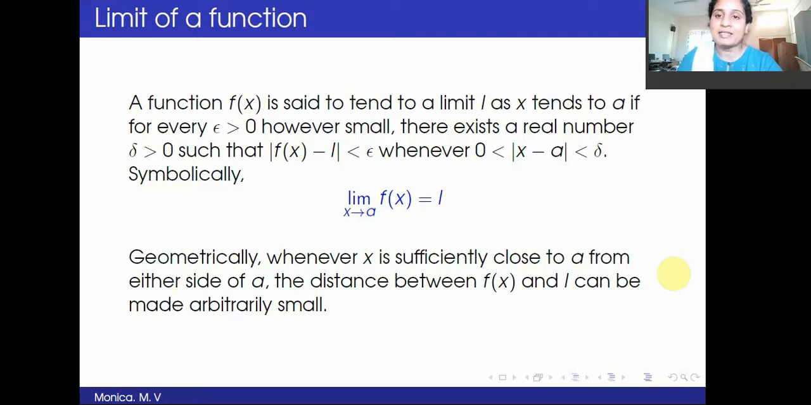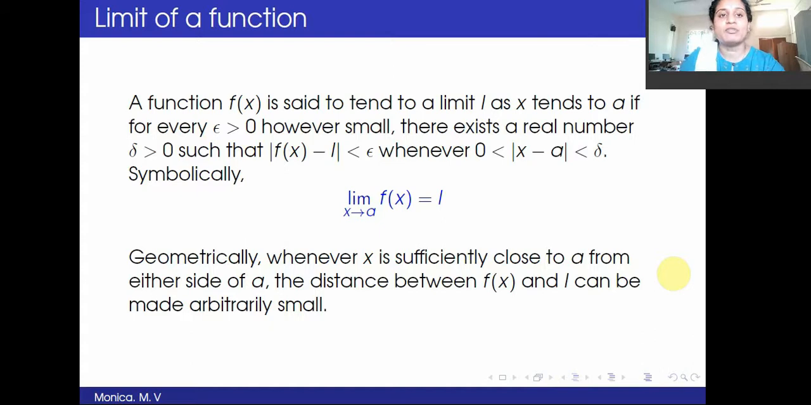In the domain as x tends to a, we say that the function f of x goes to a limit L if for every epsilon greater than 0, however small, there exists a real number delta greater than 0 such that modulus of f of x minus L is less than epsilon whenever modulus of x minus a is greater than 0 and less than delta. This is called the epsilon delta definition. We'll come back to this definition slowly.